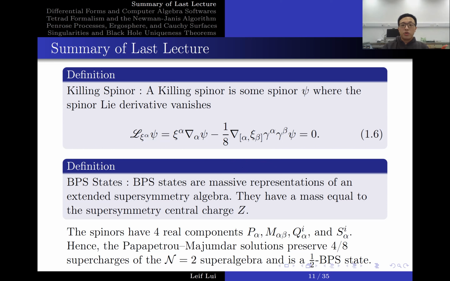But I showed that the Majumdar-Papapetrou solution has, in relation to superconformal algebras, four real components, namely P alpha, M alpha beta, Q alpha, and S alpha. So the first one corresponds to linear momentum, the second one corresponds to angular momentum, and the last two are conserved supercharges. And what happens is we find that the Majumdar-Papapetrou solution preserves 4 of the 8 supercharges of the N equals 2 superalgebra, and thus it is called a half-BPS state.